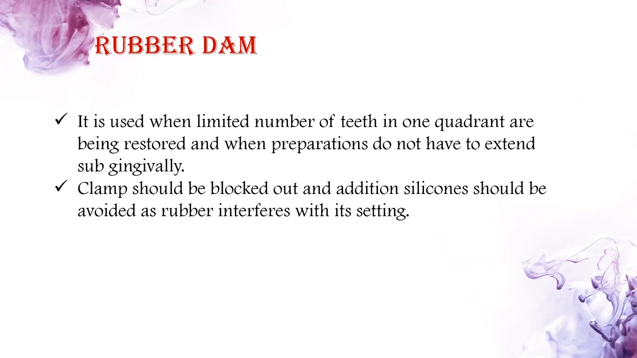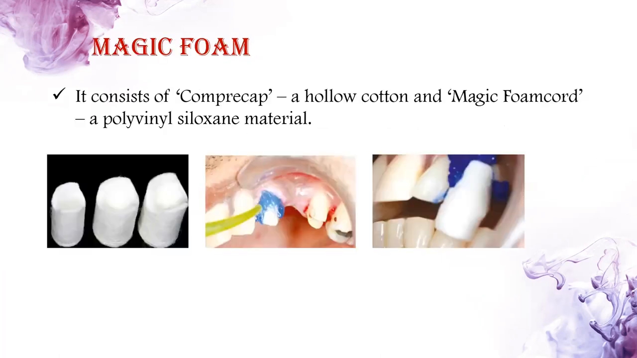Rubber dam. It is used when a limited number of teeth in one quadrant are being restored and when preparations do not have to extend subgingivally. Clamps should be blocked out and addition silicone should be avoided as rubber interferes with the setting.